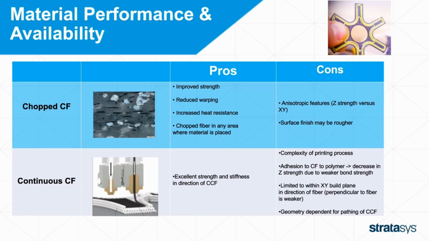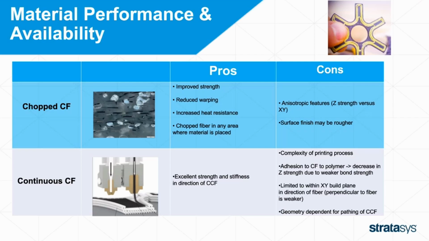The chopped carbon fiber has some advantages. It improves the strength of the part over a non-filled material of the same polymer type. It can help to reduce warping of the material while also increasing the heat resistance. And it adds strength in any place where the material is within the part, because the chopped fibers intermix within the polymer, so that strength increase is in all those areas.